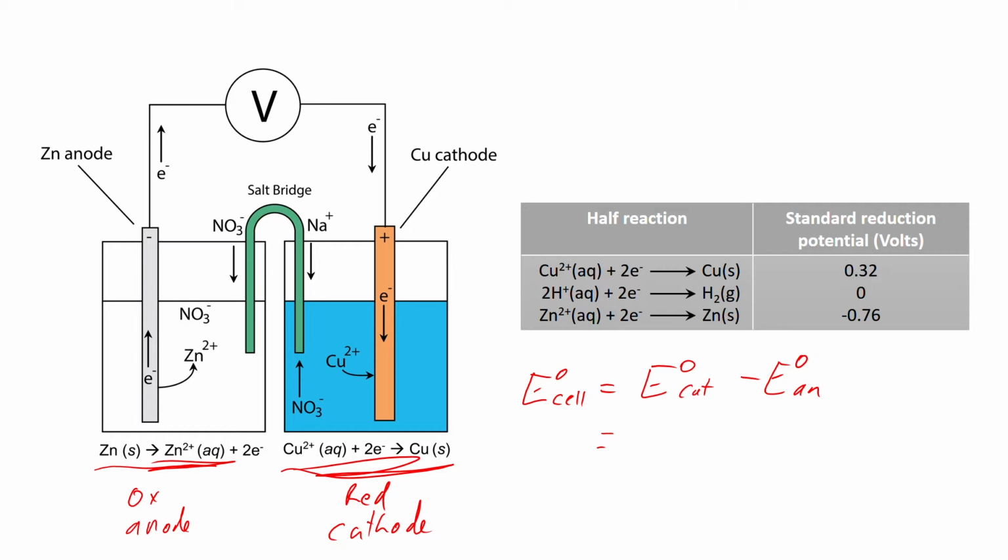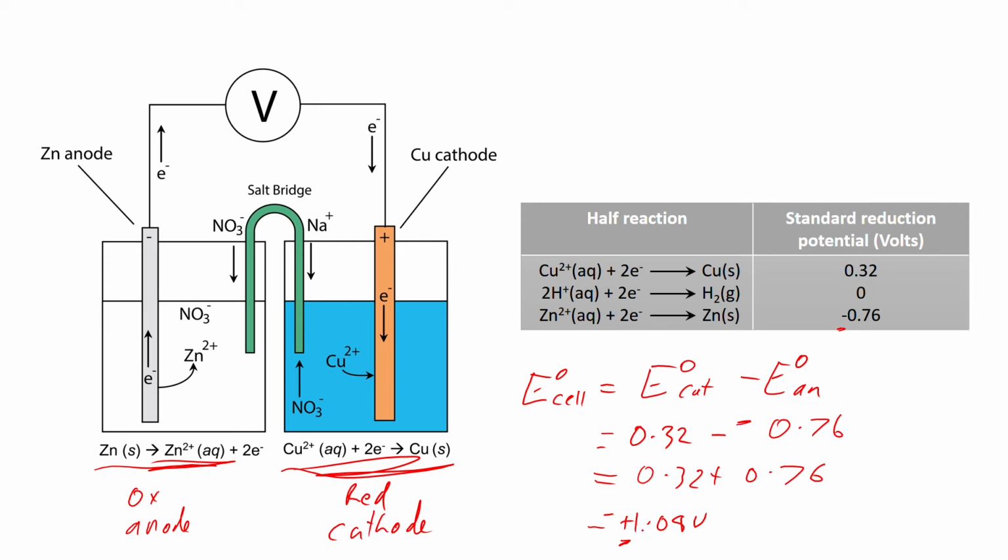So we can use those values to substitute into the formula. E0 cathode is the copper potential and E0 anode is the potential of the zinc, which is negative 0.76. We are minusing a negative number, so this is equivalent to adding that number. So we can calculate that the overall cell potential of this cell is positive 1.08 volts. Positive means that this reaction is spontaneous and that we have identified the anode and the cathode correctly.